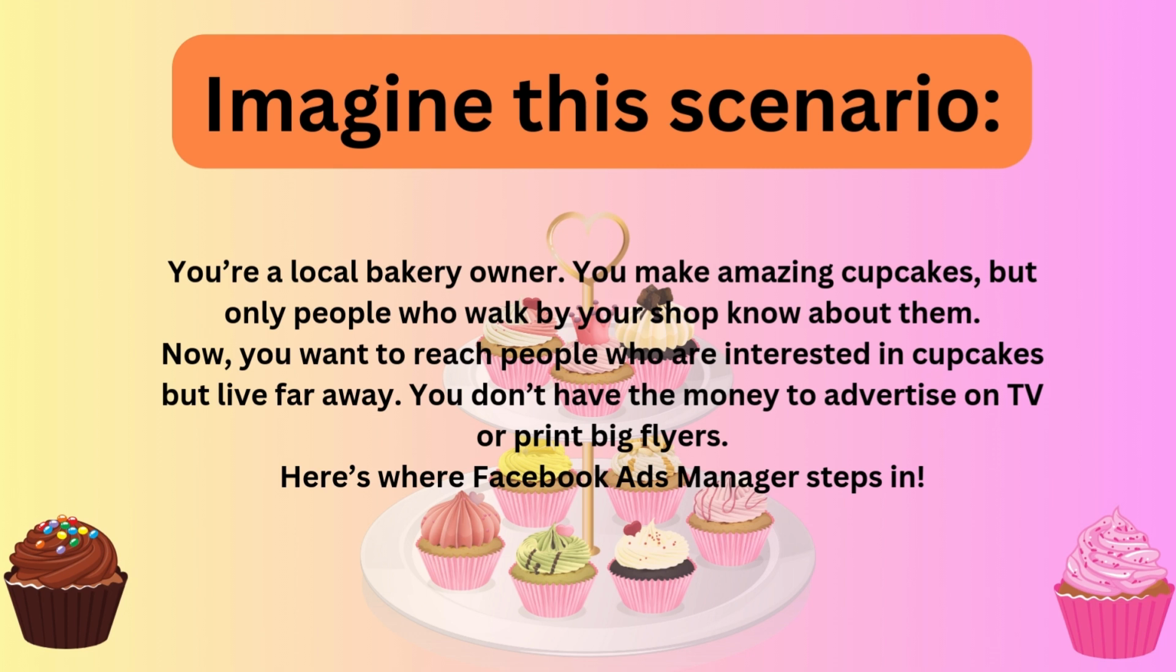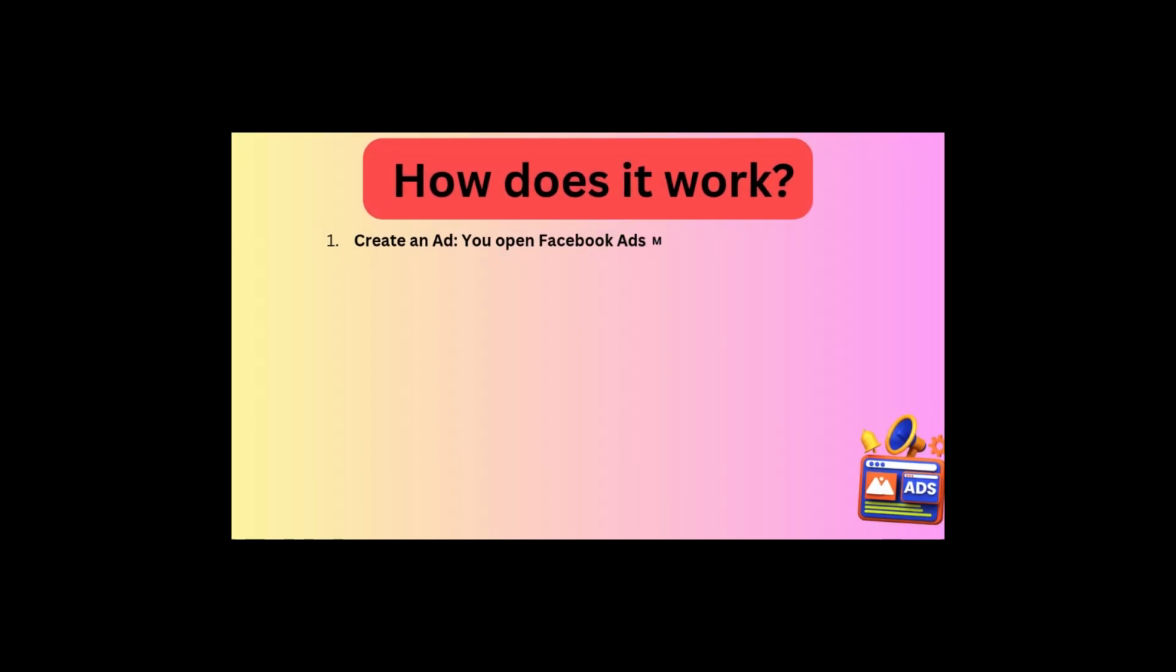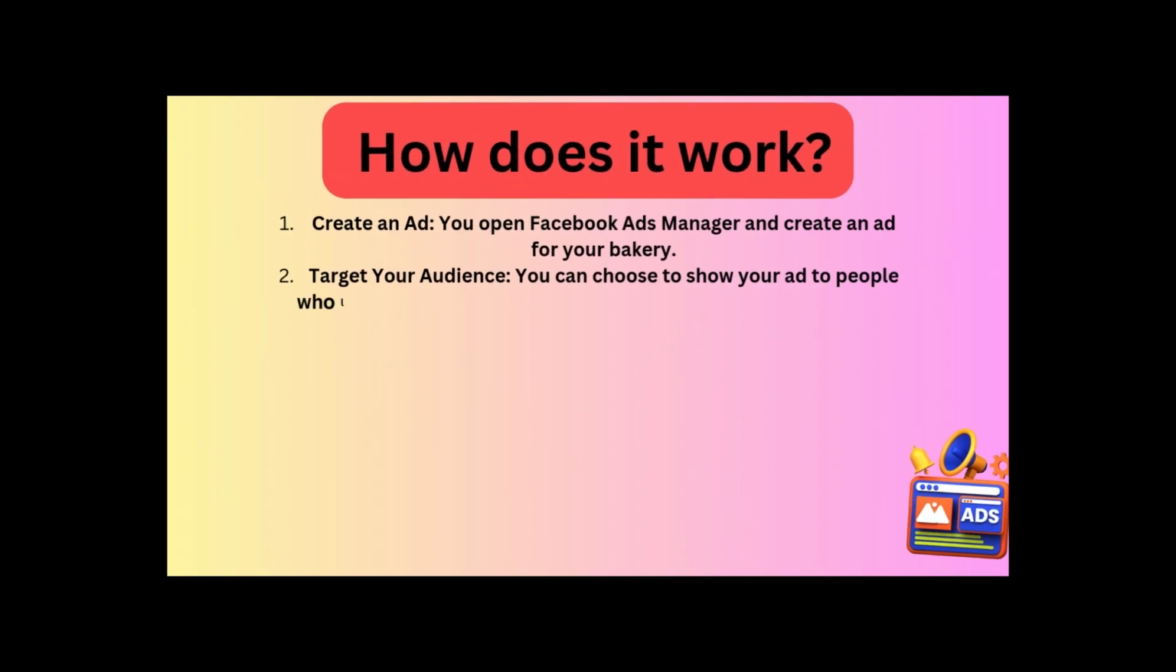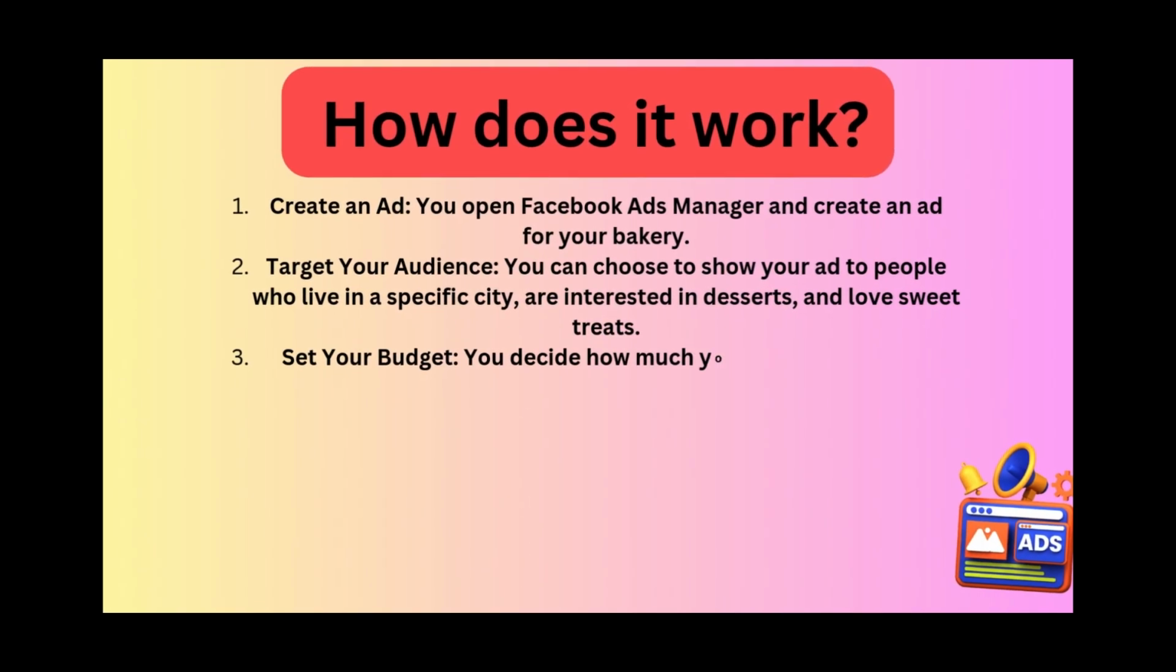How does it work? Create an ad. You open Facebook Ads Manager and create an ad for your bakery. Target your audience. You can choose to show your ad to people who live in a specific city, are interested in desserts, and love sweet treats.